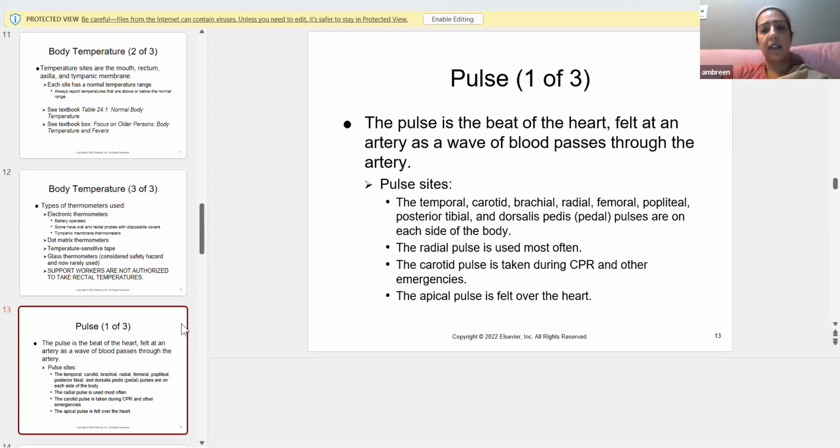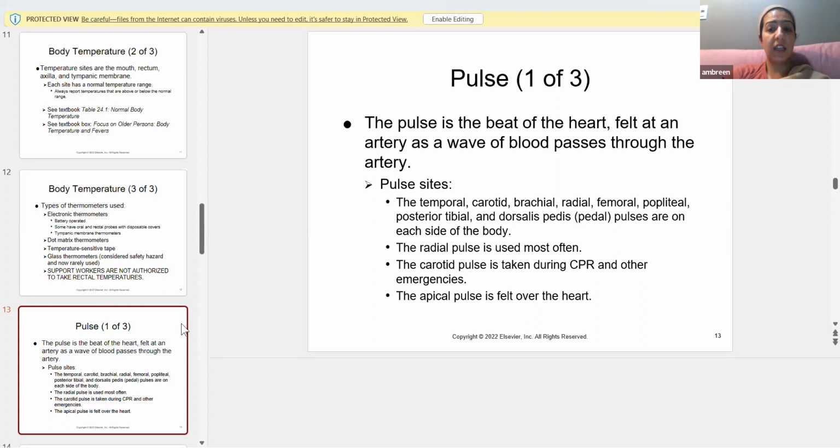The pulse is the beat of the heart felt at an artery as a wave of blood passing through the artery. Pulse sites: the temporal, carotid, brachial, radial. You only do radial ones, please. Femoral, popliteal, posterior tibial, dorsalis pedis, that is in the feet. Pulses are on each side of the body. The radial pulse is used most often. We always do radial pulses.